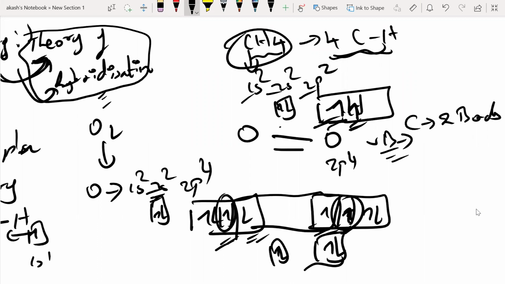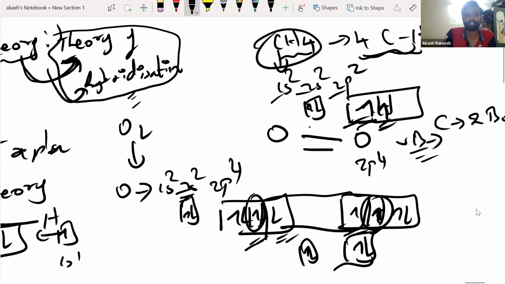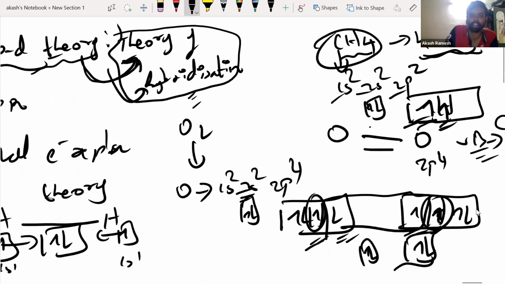Sir, then in the case of PCl5, phosphorus should form only 3 bonds, right? Exactly. Correct. So all these things are not explained. That is why the theory got modified to the theory of hybridization.